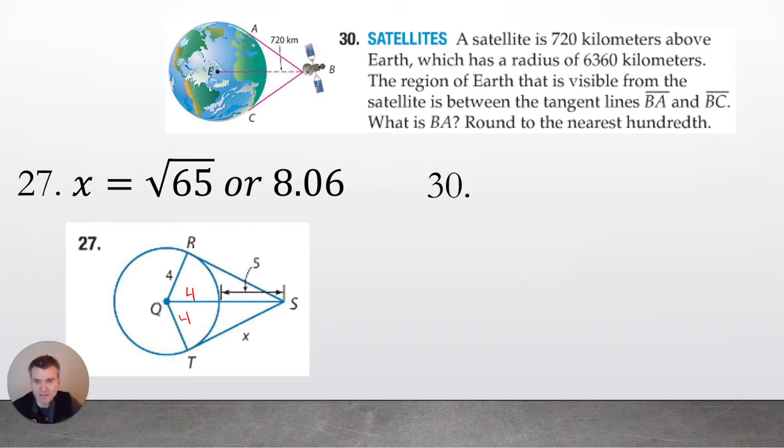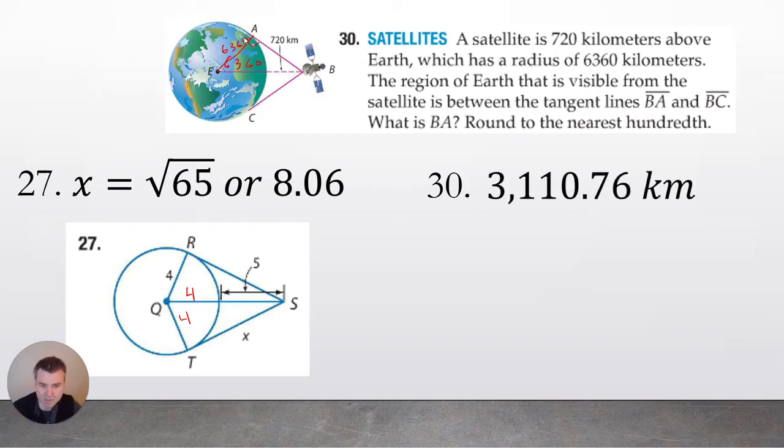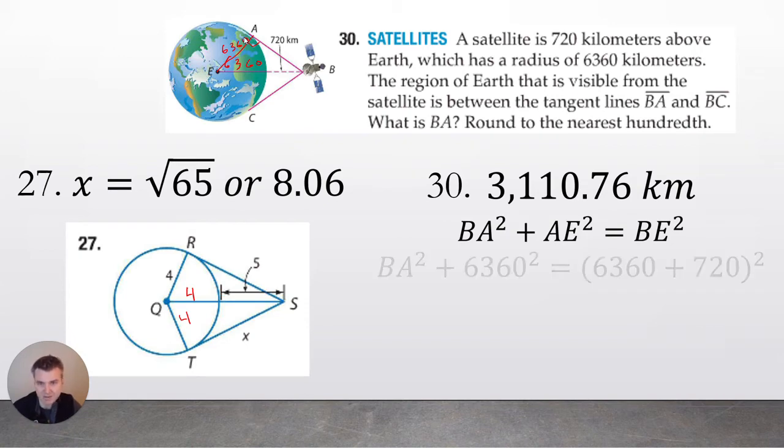On 30, we had to find BA. So we're told that this distance here is 720. We're told the Earth's radius is 6360. And we're told that AB is tangent. So I actually know that this makes a right angle. Okay, I also know that this is 6360. So now you should get an answer of 3,110.76 kilometers. The way we got that, BA squared, which is what we're looking for, plus AE squared, which is 6360, equals BE squared, which is just 6360 plus 720.